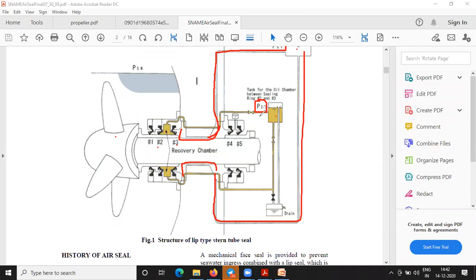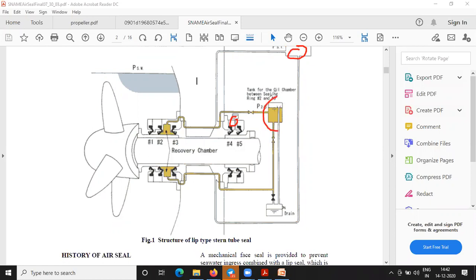This is what we call the aft seal tank. This is the one we call the stern tube tank. And what you see here, one more, is the forward seal tank. So there is a forward seal tank, there is a stern tube tank, and there is an aft seal tank. The top one is the gravity tank, we call it.